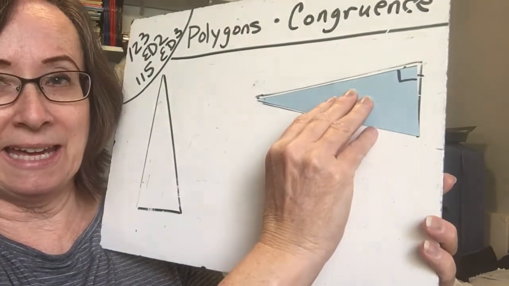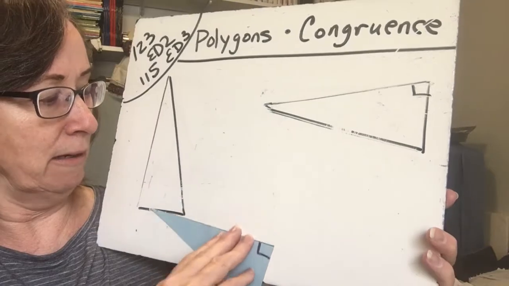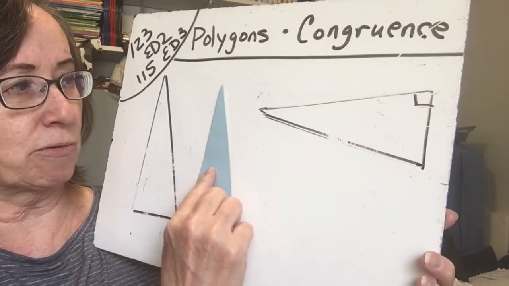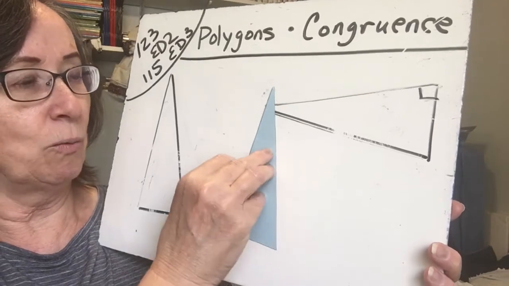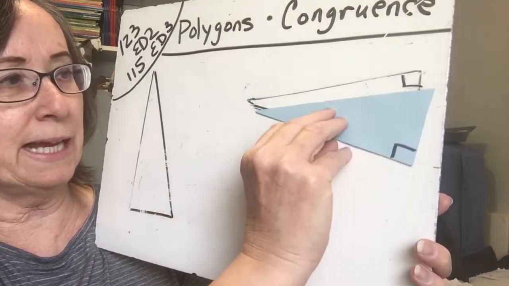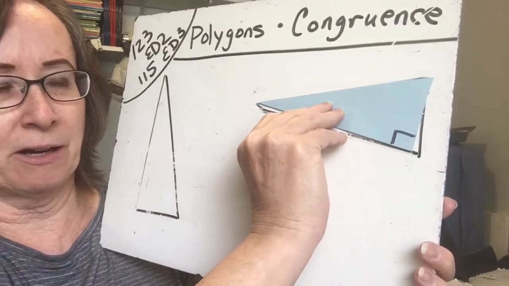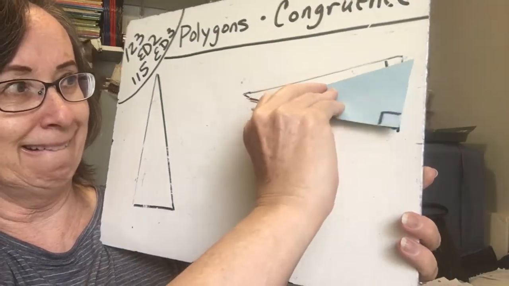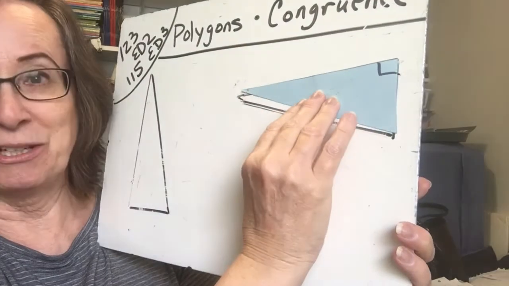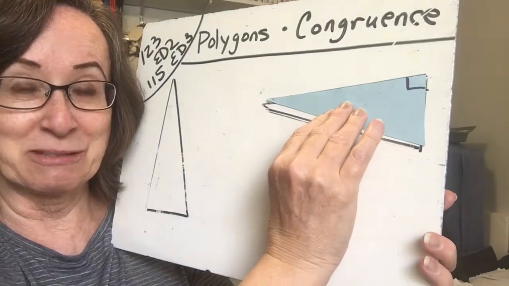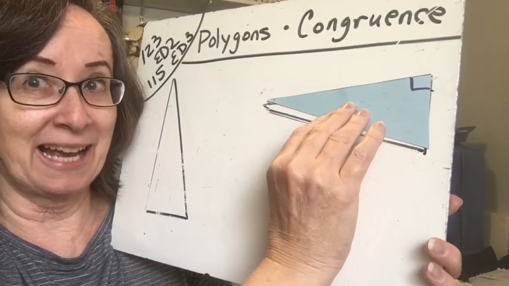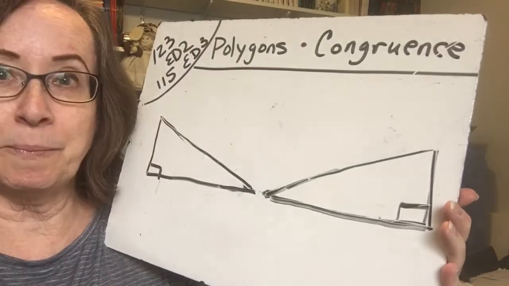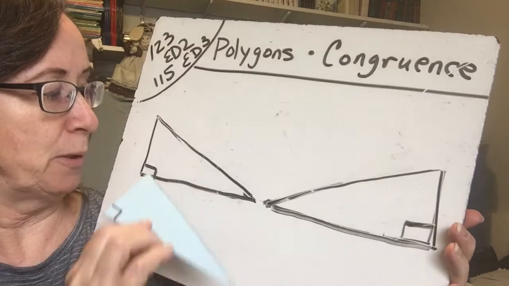So for A, going from here, we need a translation. We need a rotation to get it up there. But then we also need a flip, which is a reflection. So we need all three for A. Okay, so now let's do B. Here's the B example or practice problem.